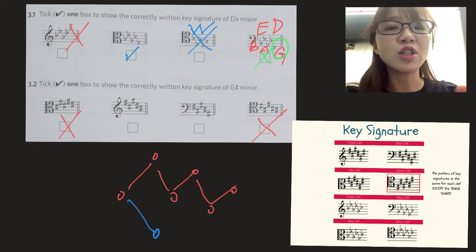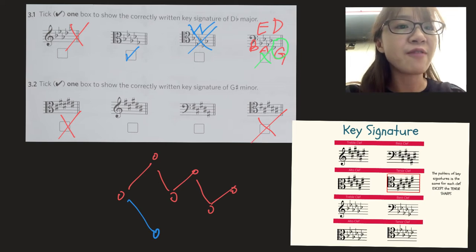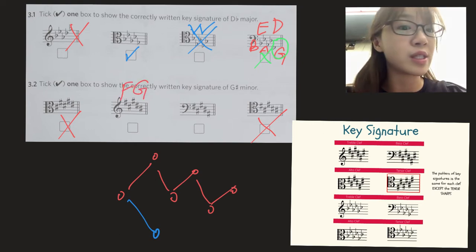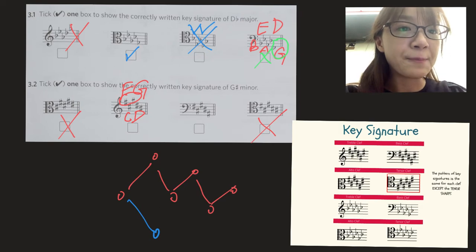To check, start checking from the F sharp. F and C sharp. This is correct. So F going up is the G. Yes, this G is correct. So C going up to the D, going up, it gives you E. C, D, E. Okay, wait.